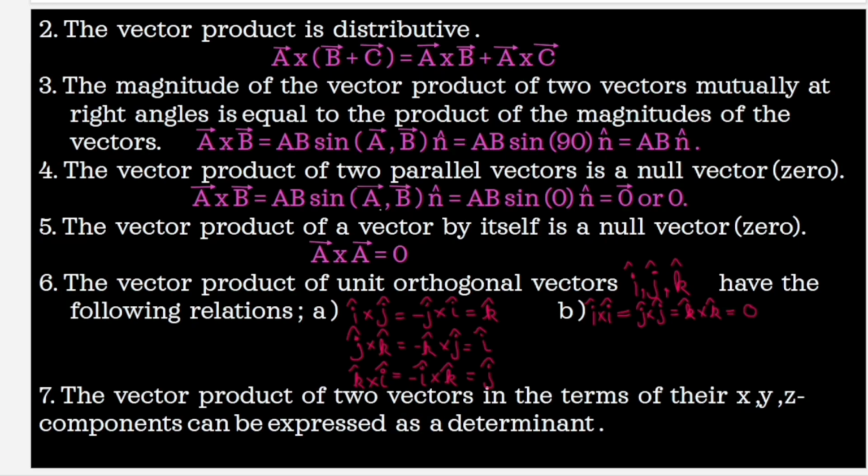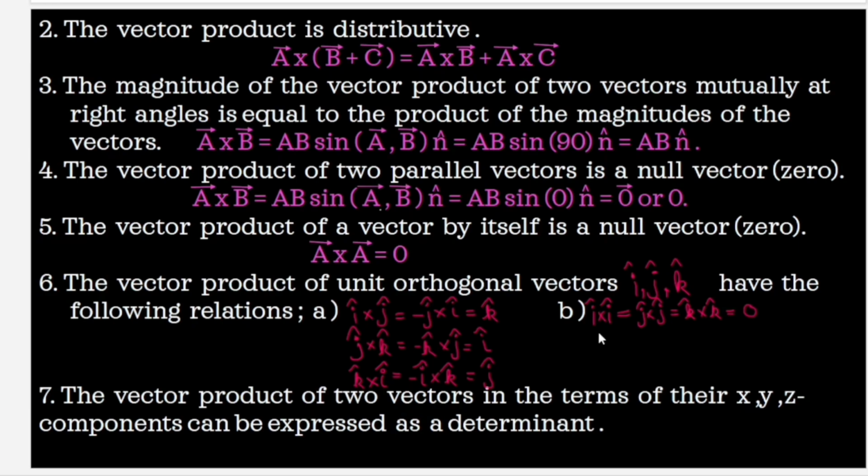i cap cross j cap, or minus j cap cross i cap, is equal to k cap. j cap cross k cap, or minus k cap cross j cap, is equal to i cap. k cap cross i cap, or minus i cap cross k cap, is equal to j cap. Therefore, multiplication of two unit orthogonal vectors will give us the third one.